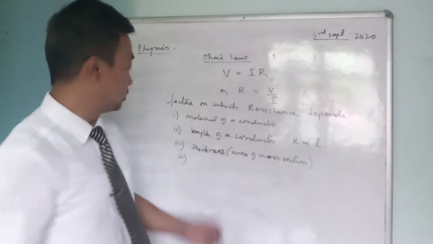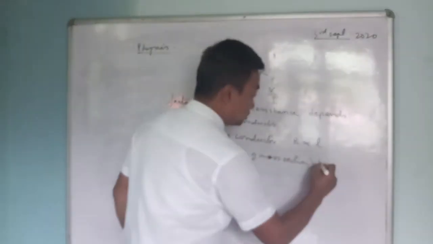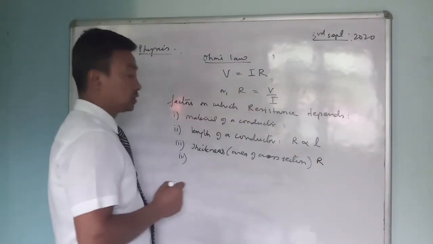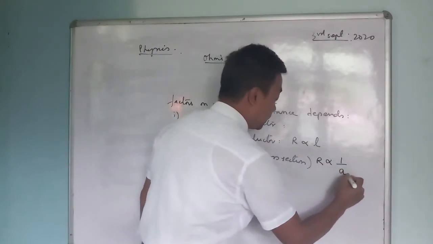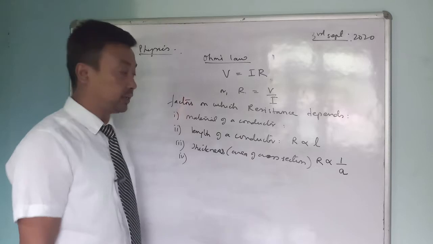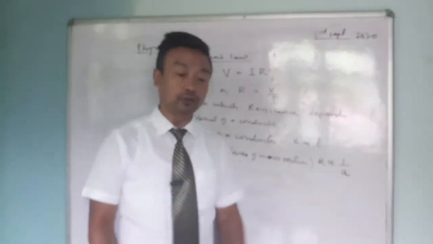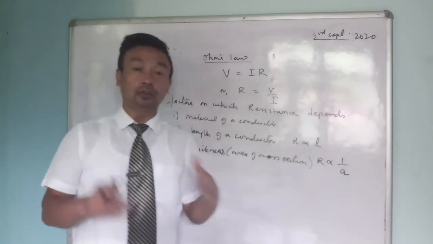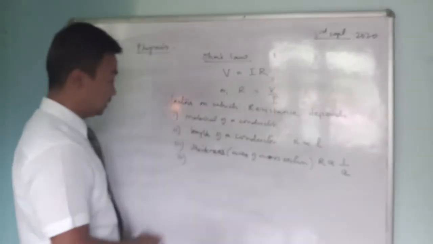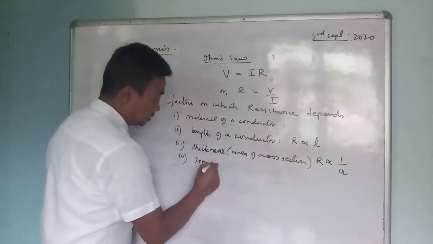So the resistance of a conductor is inversely proportional to the area of cross section of a wire. The small a refers to the area of cross section, and L refers to the length of the conductor. Then the last factor is the temperature.